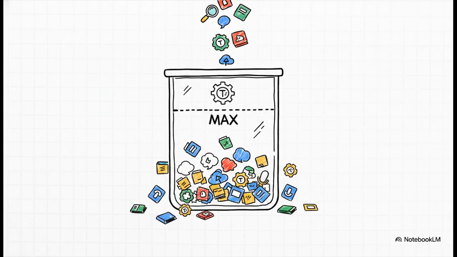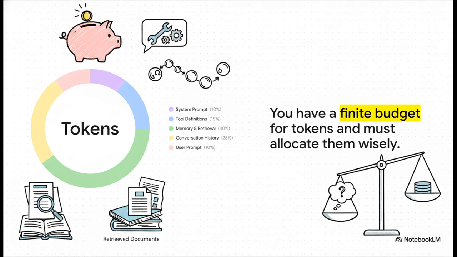Okay, principle number 2 is a big one. Context is finite. Every single LLM has a hard limit on how much information it can handle at one time. We call this its context window, and it's measured in tokens. So what does that mean? It means you have a budget, a token budget. You have to be smart about how you spend those tokens.